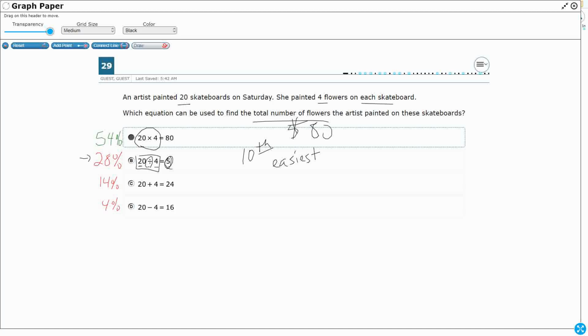Okay, 4 on each skateboard, there's 20 skateboards. That's where a picture or a strip diagram really helps students instead of just trying to eyeball it, use the numbers, and put it in an equation.